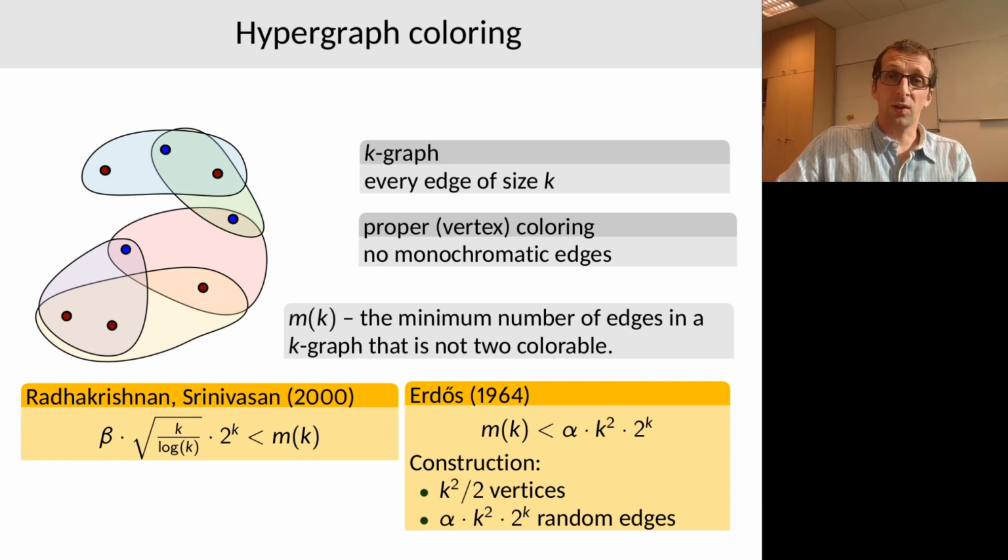So it frustrates me a lot that the upper bound by Erdős has not been improved for a long time, especially since the argument is quite straightforward. He proved that a uniformly random k-graph with this number of edges, built over a set of vertices of this cardinality, k squared over 2, is not 2-colorable with high probability. So that clearly certifies that such hypergraphs exist.